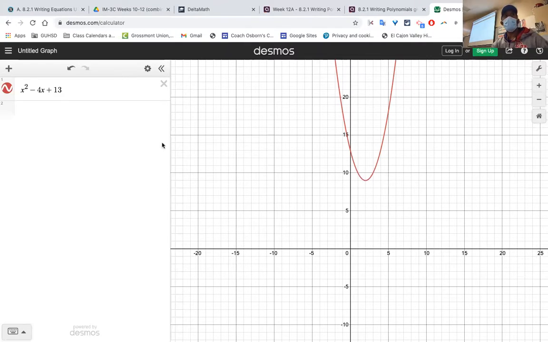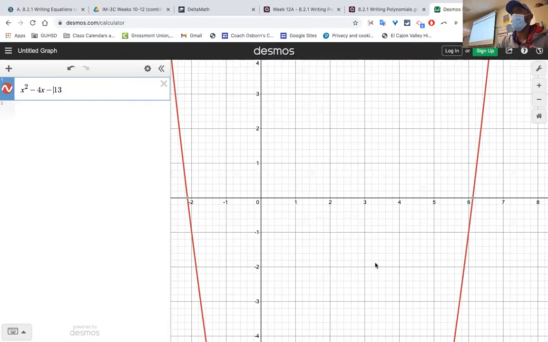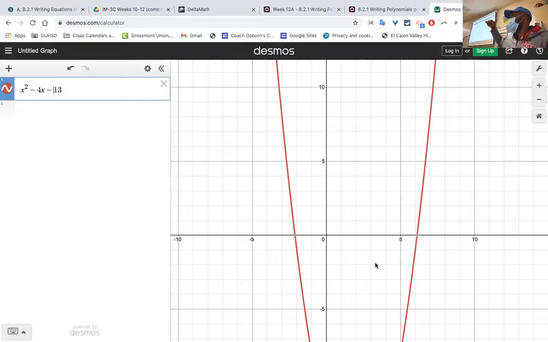Okay. Now let's say I change this to minus 13. Notice what happens. Now I've got x-intercepts crossing the x-axis. But as long as it's not touching the x-axis, that's what's causing it to have a complex root. Now if I make this negative, did anybody remember what happens when I put a negative in front of an equation? I'm about to put a negative there. What's going to happen to the graph?